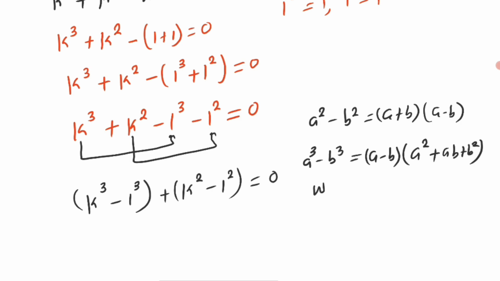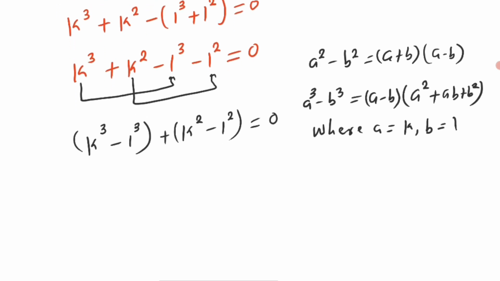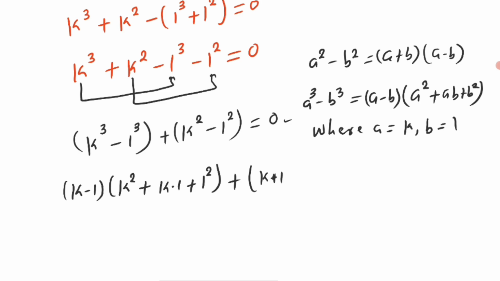So where a is equal to k and b equal to 1. So this can be written as k minus 1 bracket k square plus k multiplied by 1 plus 1 square bracket, plus this is k plus 1 bracket k minus 1 is equal to 0.